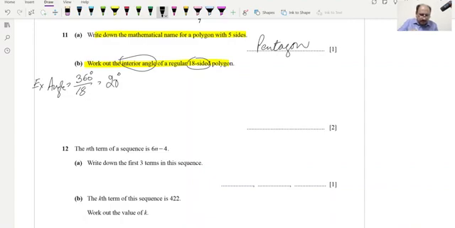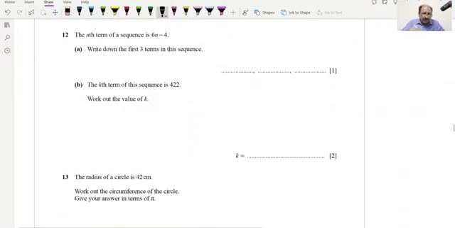So if we draw a drawing for your explanation, outer angle is 20, so we can say this exterior angle is 20. It means this interior angle will be 160. 180 minus 20 will be 160. So 160 will be the answer. Hopefully you understood this. Then question number 12 says the nth term of a sequence is 6n minus 4.